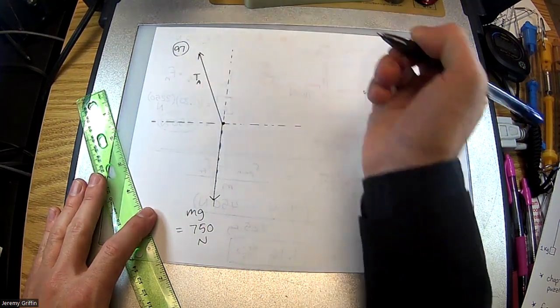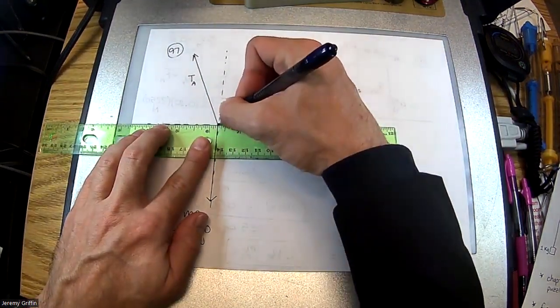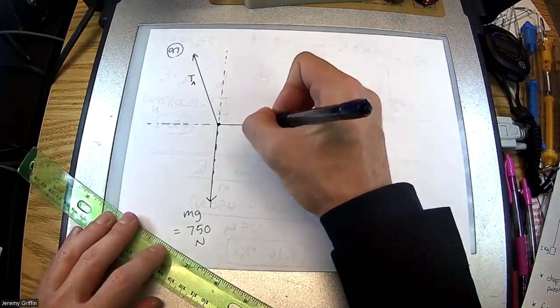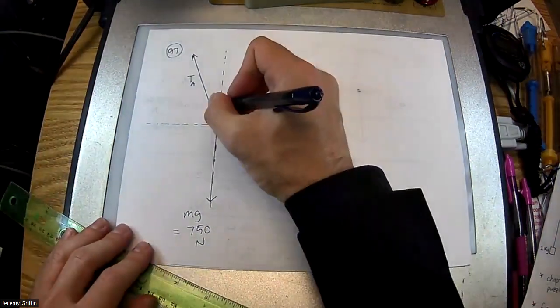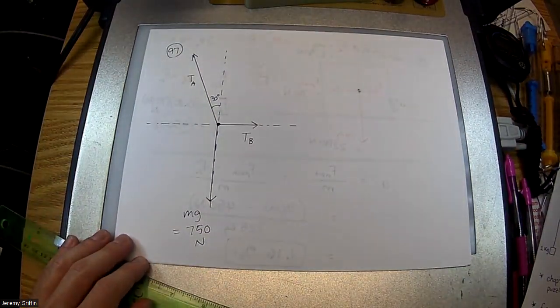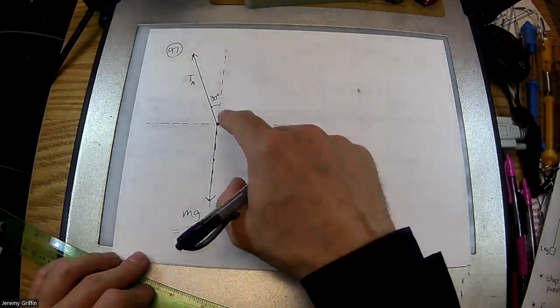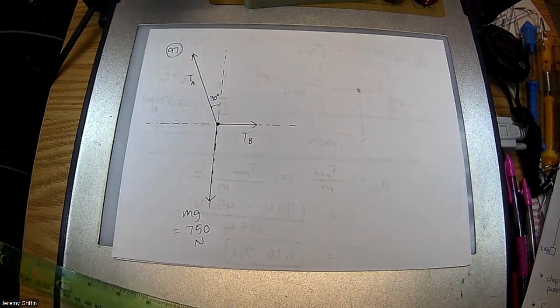What's the tension in cable A? And then there's this cable pulling off to the right. I'll call it T sub B. This is 30 degrees right there. You guys okay with that setup? So 3 forces. We got the weight of the sign, we got the cable up and to the left, we got the cable pulling straight to the right.